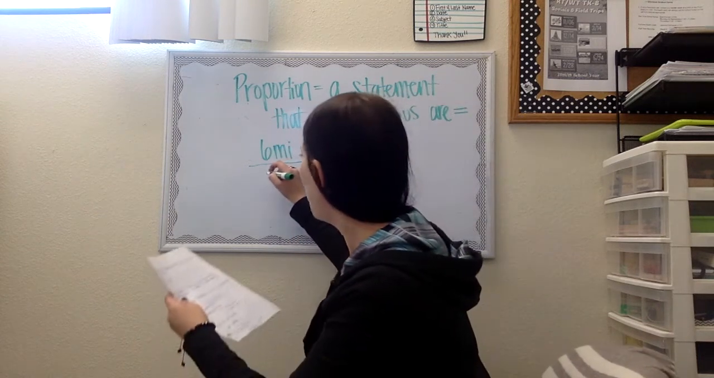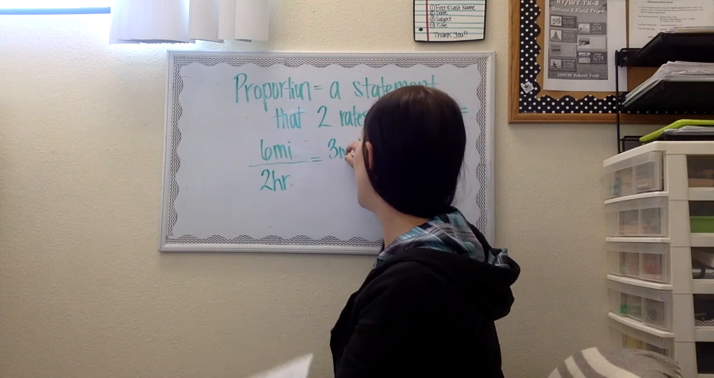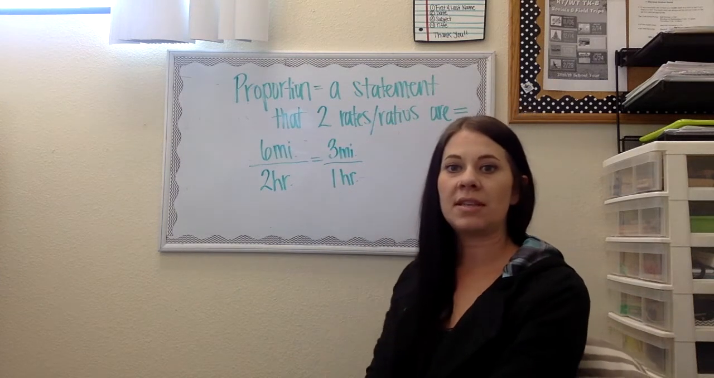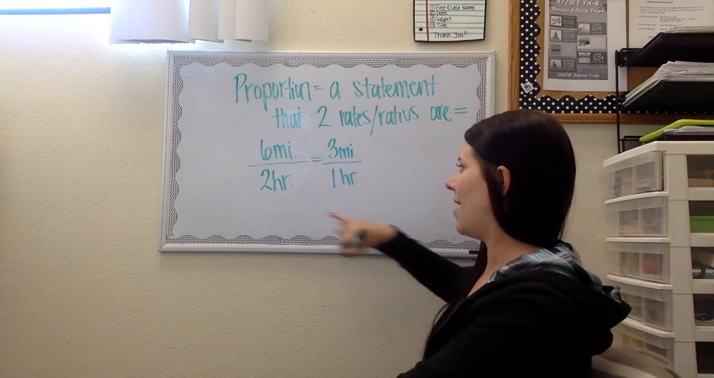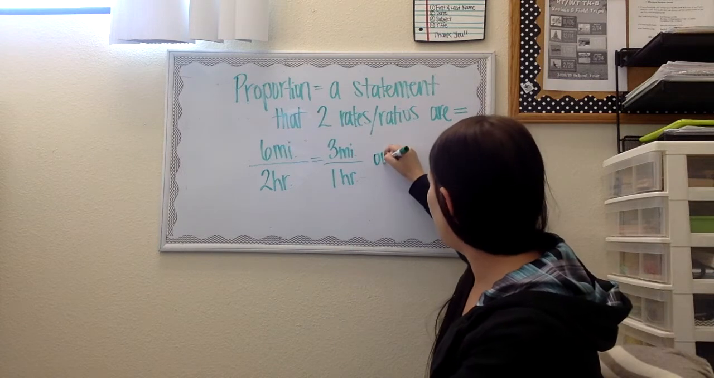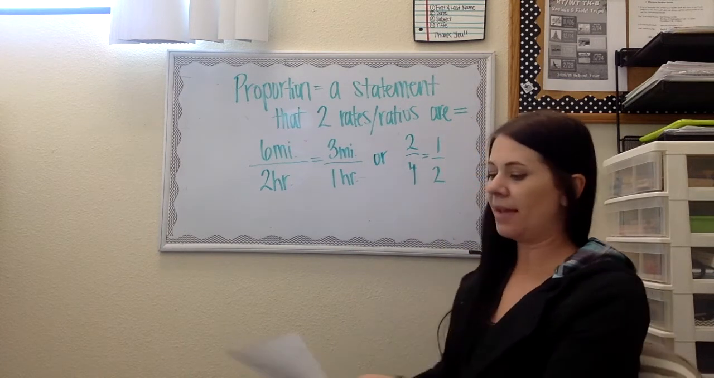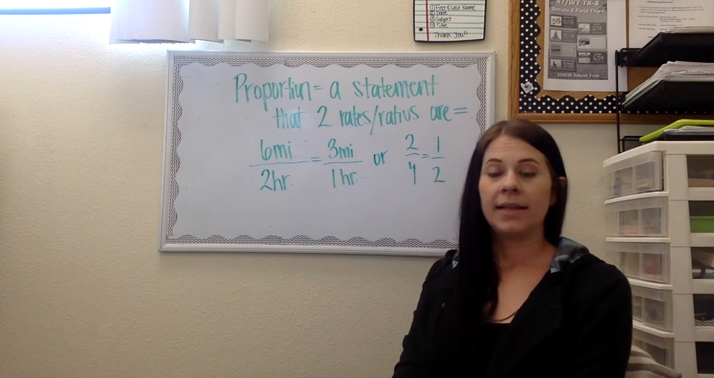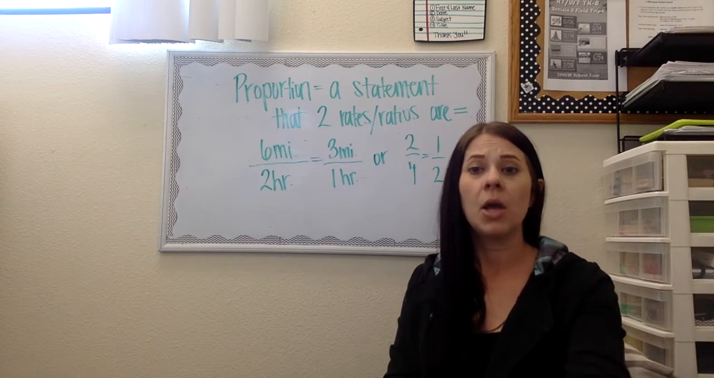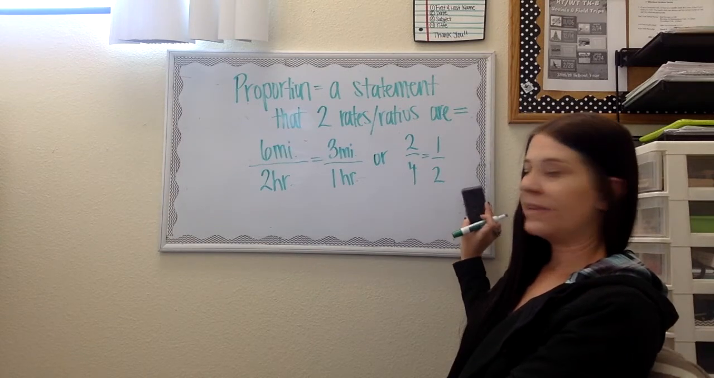So 6 miles per 2 hours is equivalent to 3 miles per 1 hour. Notice we just reduced this fraction, but we kept our units the same, and these are the same exact rates. And then another version of a proportion is just that 2/4 equals 1/2. So it can be as easy as that. It doesn't have to include the words, but most of the things we're going to focus on will be in a word problem format. Okay, if you need to, pause and finish those notes.